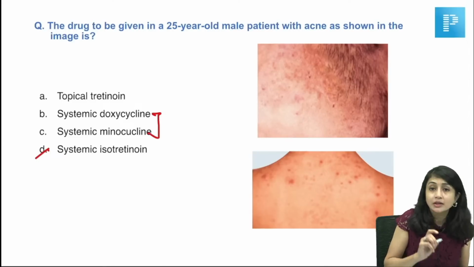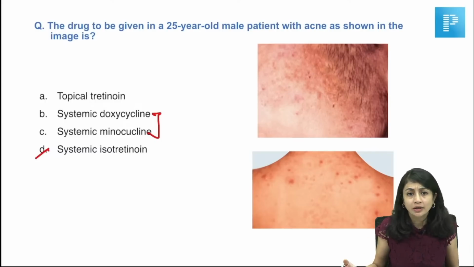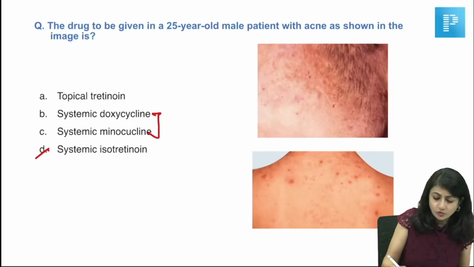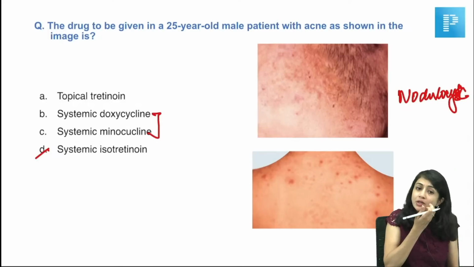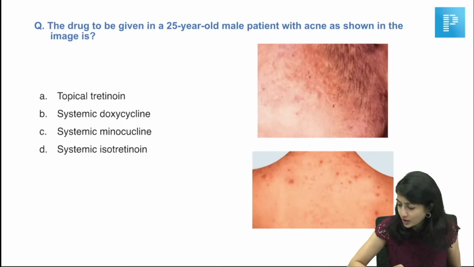Minocycline and doxycycline are not two different conditions where I have to mark both of these. These are antibiotics which are used in grade 3 acne, but probably in the options the most effective drug was asked, and we were given nodular involvement of the face. So if there was nodulocystic involvement of the face, we know that the best option would be systemic isotretinoin. So, I do not think there is any confusion regarding that.